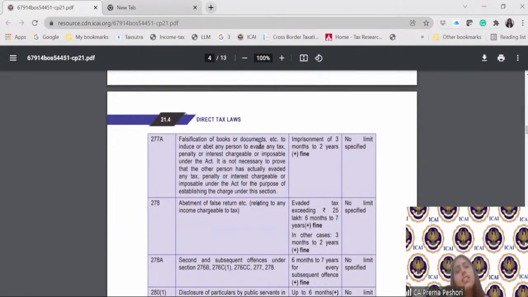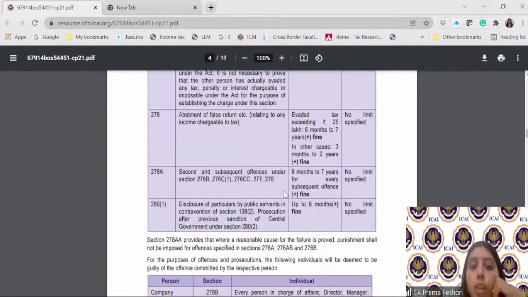And if there are second and subsequent offences, then it is 6 months to 7 years. Then 280 is for the public servants. If they contravene the provisions of the income tax, it is 6 months.